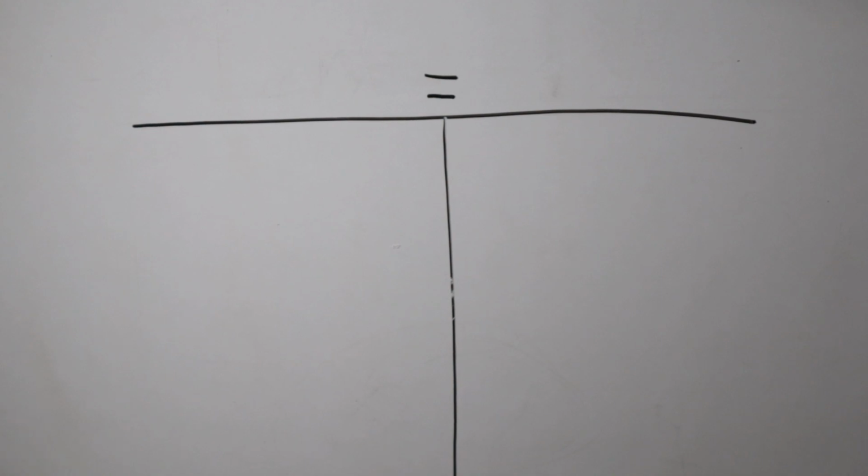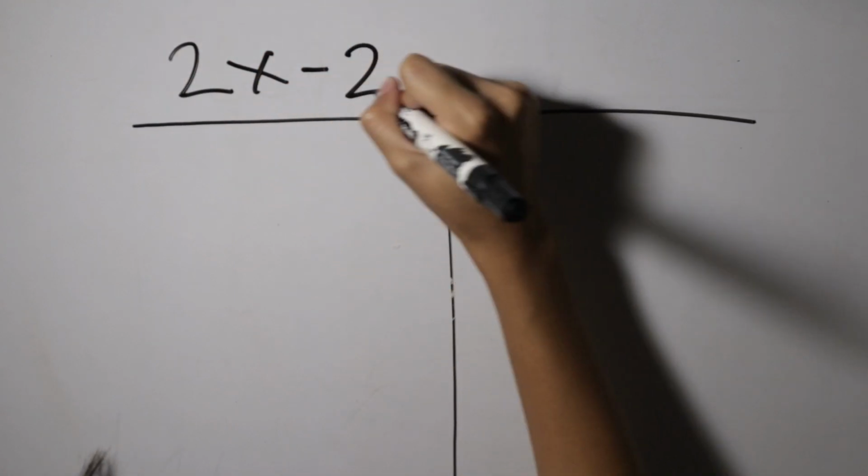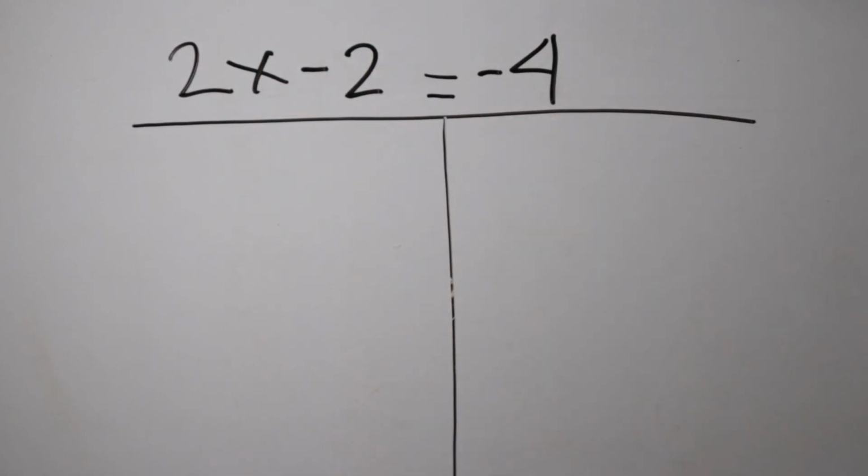Multi-step equations are algebraic equations that require more than one operation, such as subtraction, addition, multiplication, or division, to solve. It is the same as a one-step equation. So first, let's have our equation: 2x minus 2 equals negative 4. We'll start by modeling it with algebra tiles.